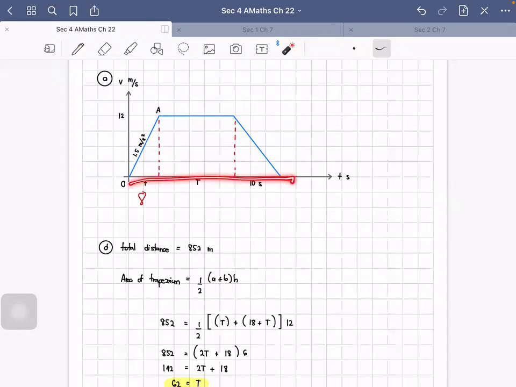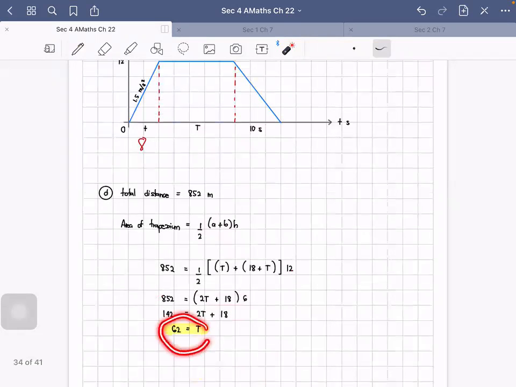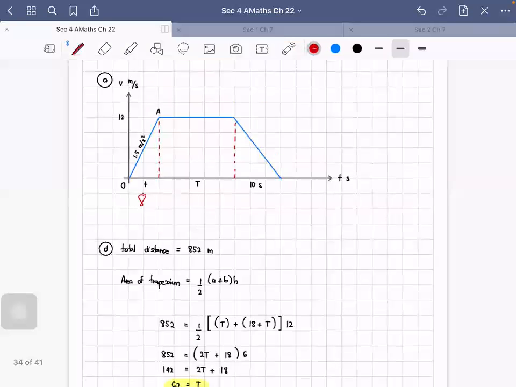So this is basically 18 plus T, right? That's why I got here 18 plus T. And what's my height? My height is this, which is 12, indicated by this. Okay, so we have all that we need. So solving for T, that's 62 seconds. Okay, so this is 62 seconds.